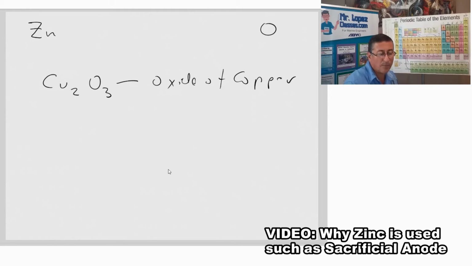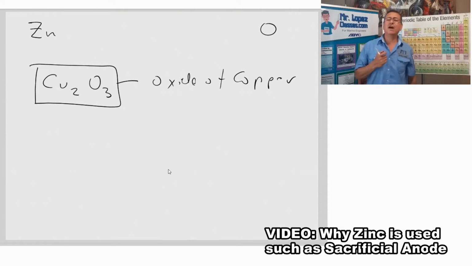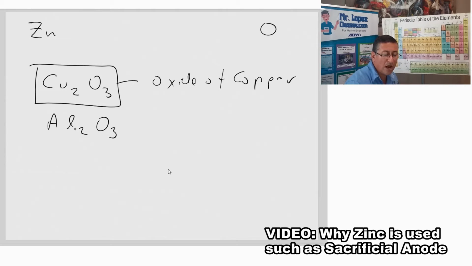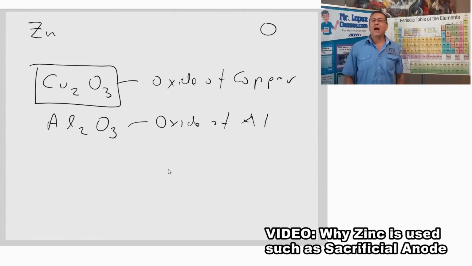This is the oxide of copper. What about if the oxygen tries to attack the aluminum? Exactly the same. Two atoms of aluminum and three atoms of oxygen are necessary in order to create the oxide of aluminum. It's complicated. What happened when the oxygen attacked the zinc?